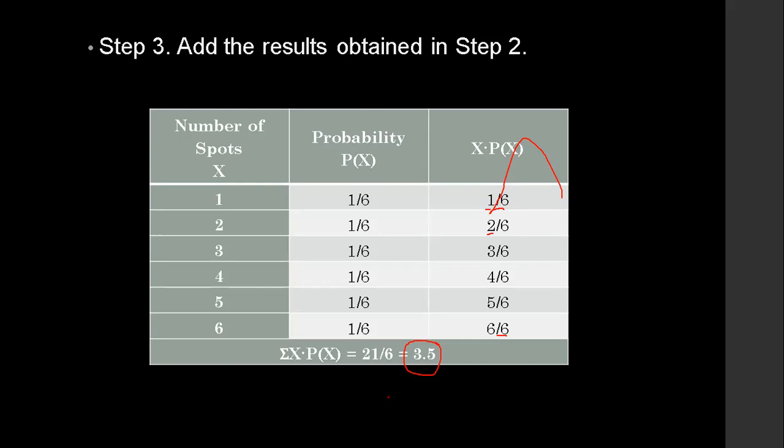Or tinatawag din siyang the mean. Okay? Simply mean lang siya. Tinatawag na mean. Okay. So, or the mean of the probability distribution of x. So, ano ibig sabihin nito? What does the mean tell us? Ano ibig sabihin ng 3.5 na to? Okay, so the mean tells us the average number of spot.